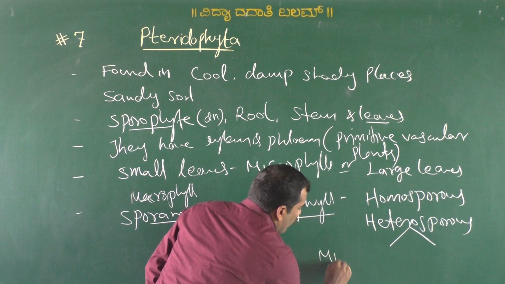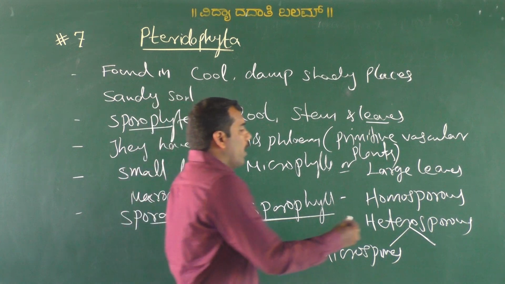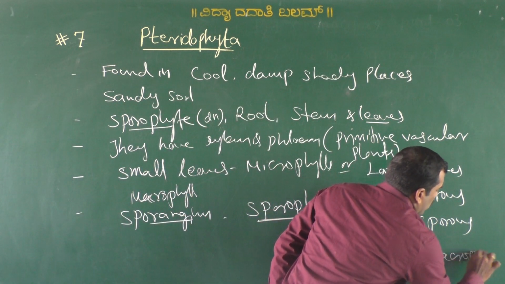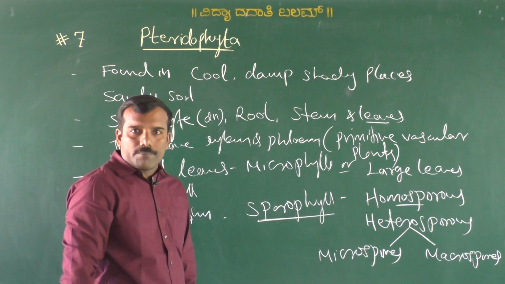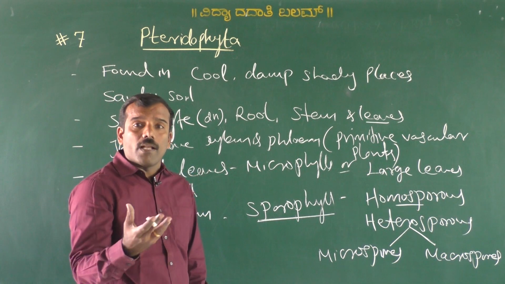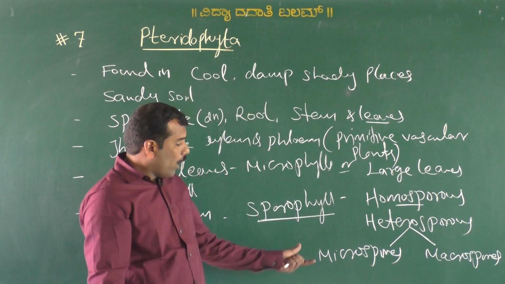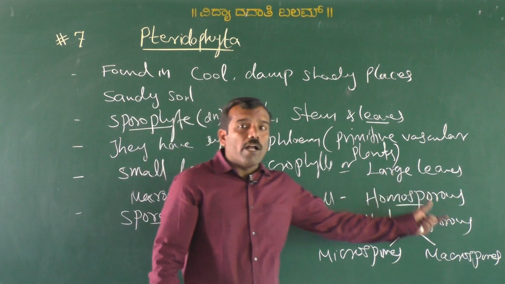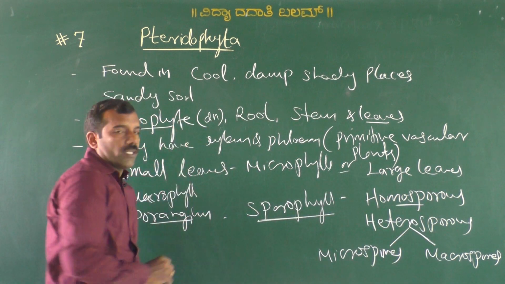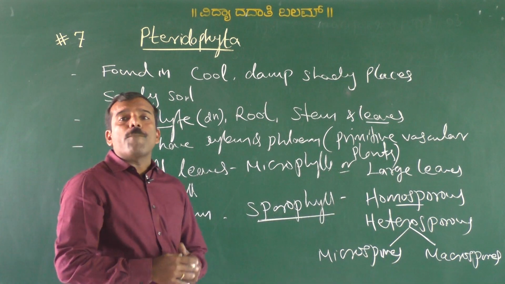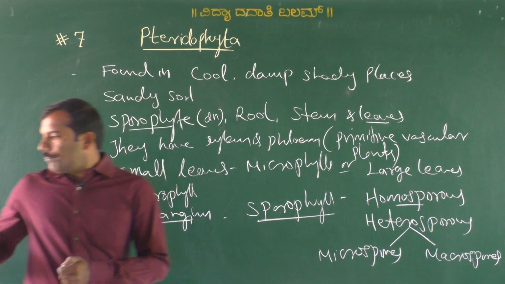In the heterosporous condition, they produce two types of spores: the small one is the microspore and the large one is the macrospore. But in homospores all the spores are the same; the size, shape and structure are similar. But in heterosporous, one is small and another is large. The smaller one is called microspores and the large one is called macrospores. That means the pteridophytes may produce homospores or heterospores. Clear?